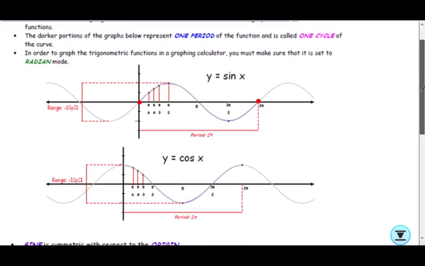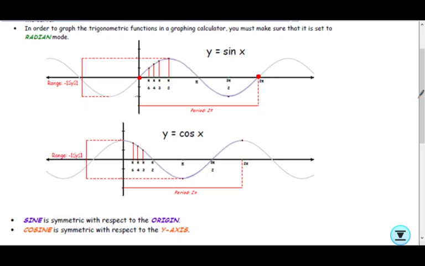So sine and cosine differ, but not by much. If you notice, they have the exact same range. Both sine and cosine are between -1 and 1. One full period for both sine and cosine is from 0 to 2 pi. They differ in that sine begins and ends on the x-axis like this, while cosine begins and ends for one cycle at its maximum. Okay? So they are a little bit different.